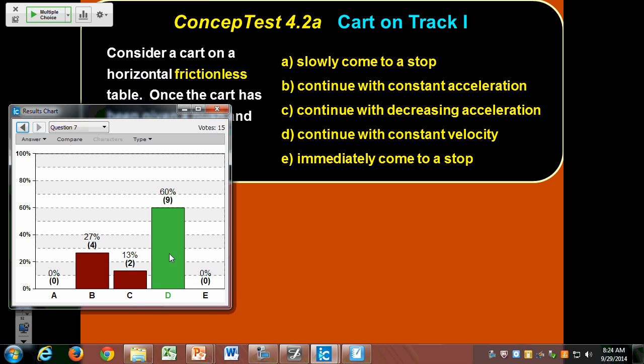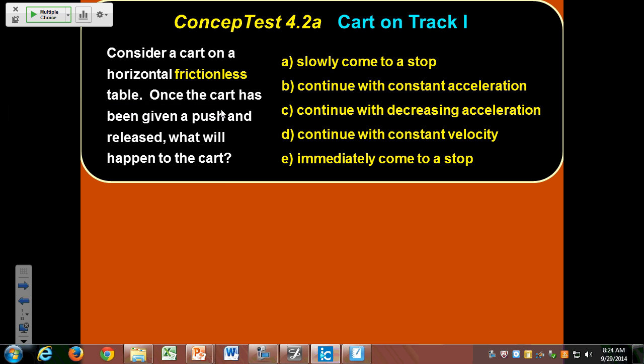Okay, D is the right answer. Absent any forces of friction or whatever, it'll continue on at the same speed forever. That's Newton's first law.